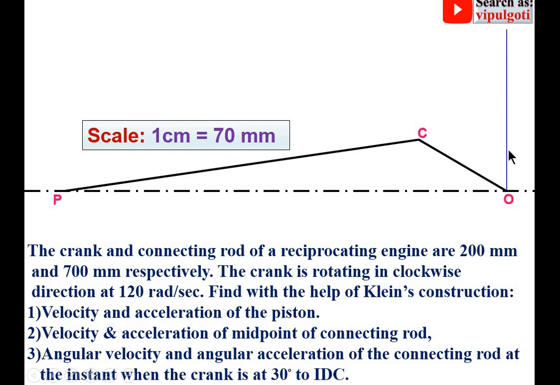Draw the vertical line passing through the O towards the end of the crank, and that is above the center line. So you have to go in the upward direction. If the crank is below the center line, then you have to go in the downward direction. Next step, extend the connecting rod towards this vertical line, which will intersect at point M. So here OCM is the velocity diagram. Keep in mind that OCM is the velocity diagram.